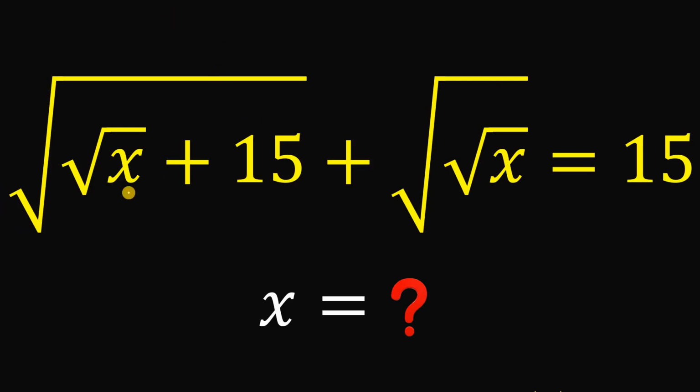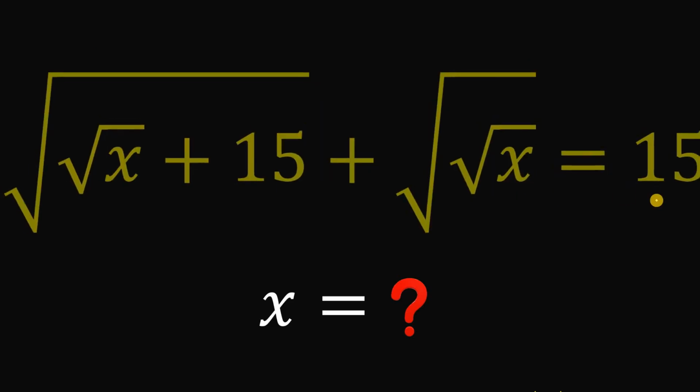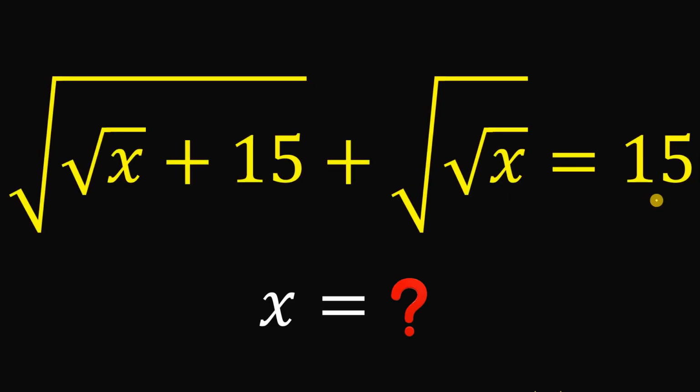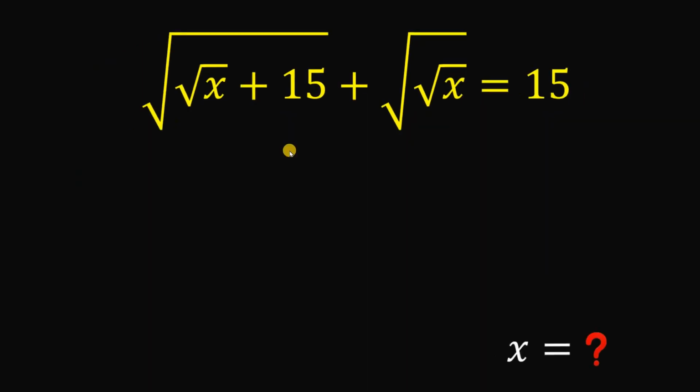Given this equation, square root of (square root of x plus 15) plus square root of (square root of x) equals 15, the goal is to find the value of x that satisfies this equation. Now pause this video right now and see if you can answer this question, because I will show you the solution in 3, 2, 1.